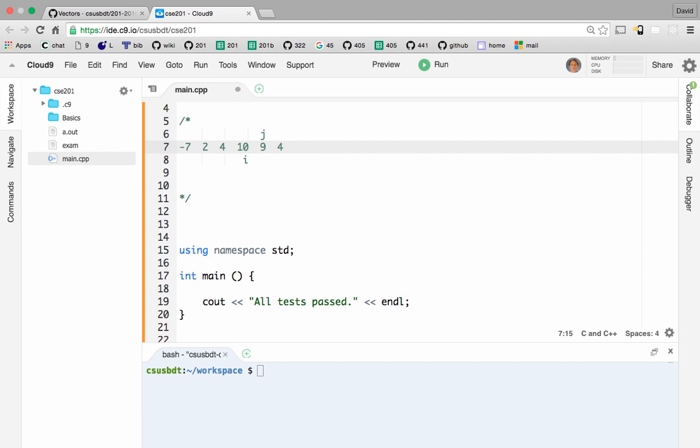Is the value at J less than the value at I? Yes. Okay, let's swap. So we swapped. Let's advance J. Is the value at J less than the value at I? It is, yes. And we're going to swap this one. We had to do 2 swaps to get this one into this position that we want. And then J goes past the end, so we're done.